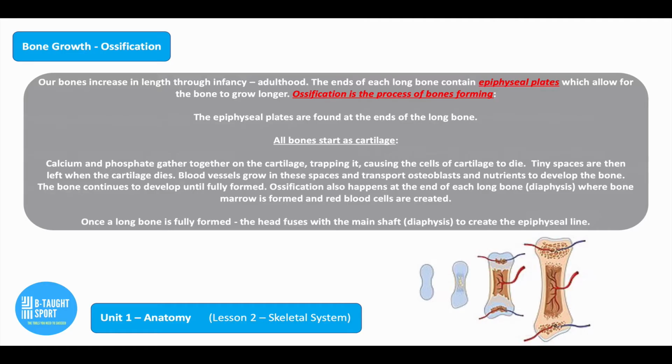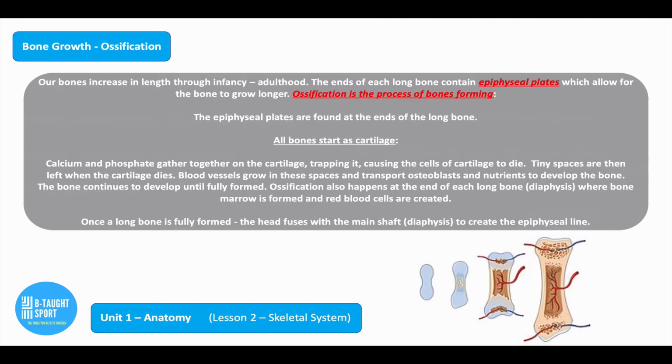Now obviously through infancy and adulthood our bones increase in size, and how big your bones grow normally depends on what kind of sport you'll do. So obviously the people that are a lot taller, 6 foot plus, might do basketball, or stereotypically the people that are a lot shorter might do things such as be a jockey. Now, at the ends of each long bone, there are two things called epiphyseal plates, which allow for the bones to grow longer as well, but we'll go through that in a bit more detail.